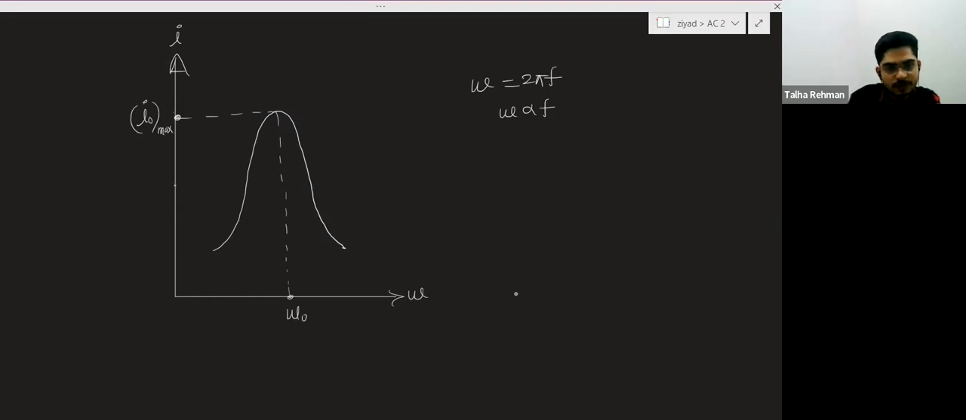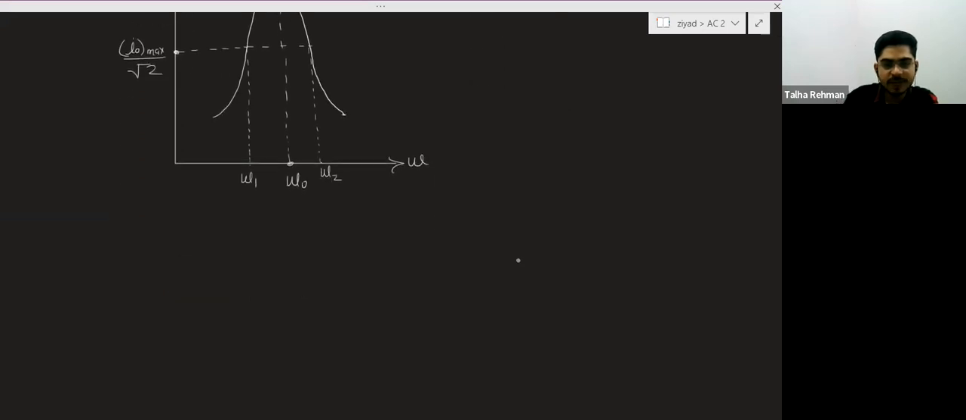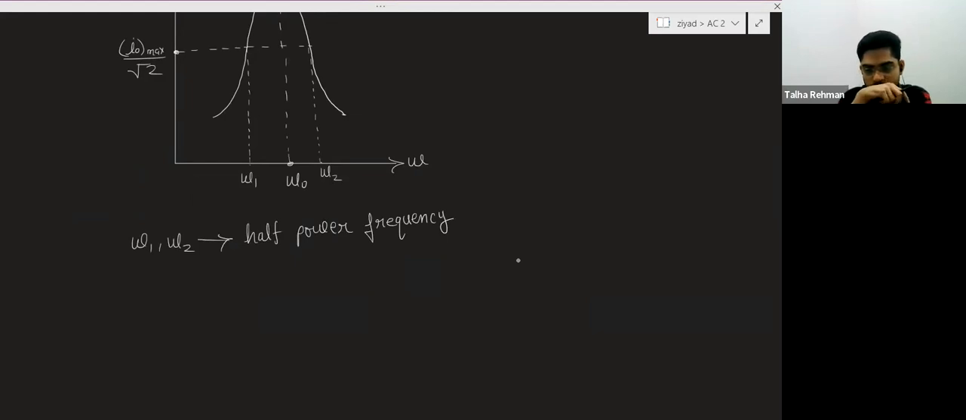There is one more value of the current somewhere here, and that value is I naught max by root 2. There are particular frequencies corresponding to this. Suppose this is your omega 1 and this is your omega 2. These omega 1 and omega 2 are known as the half power frequencies.